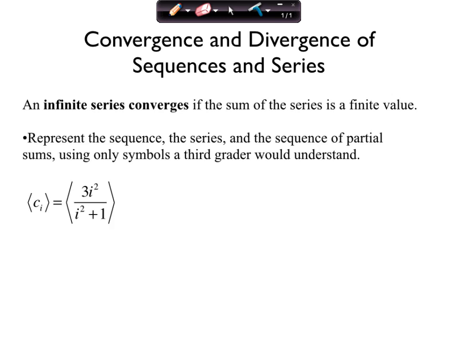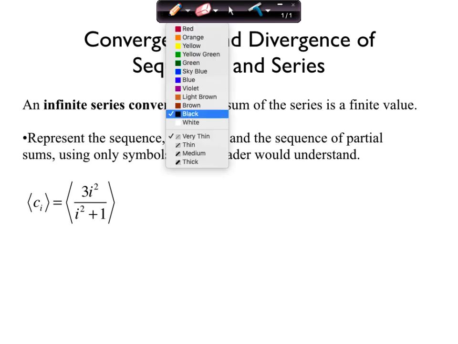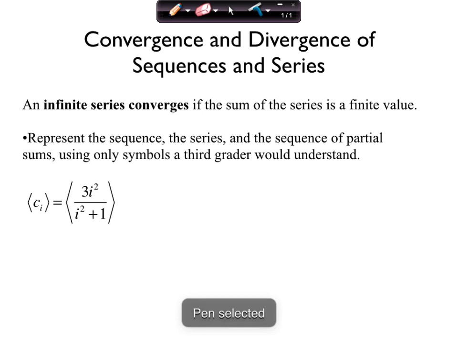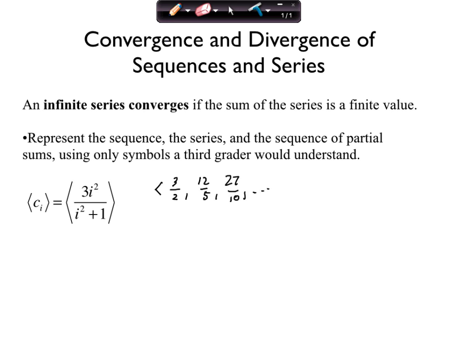Okay, so we already did that, but I'm going to do it again fast here. All right, so the sequence is, remind me, 3 halves, then 4 fifths, 12 fifths, 27 tenths. Okay, that's enough. There's the sequence. The series: add them together.